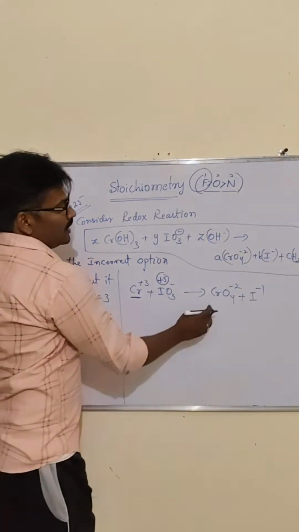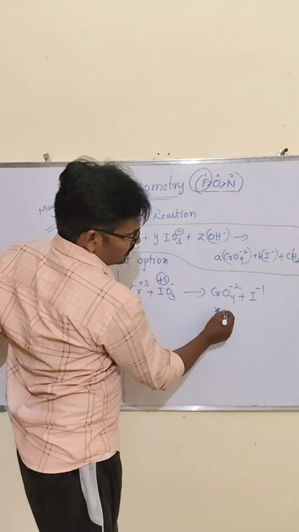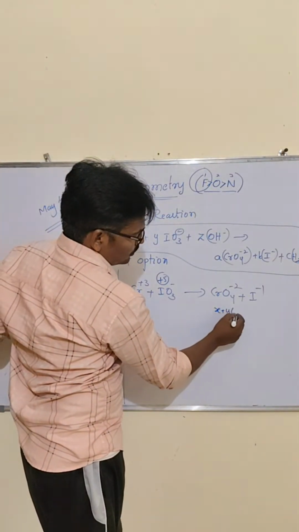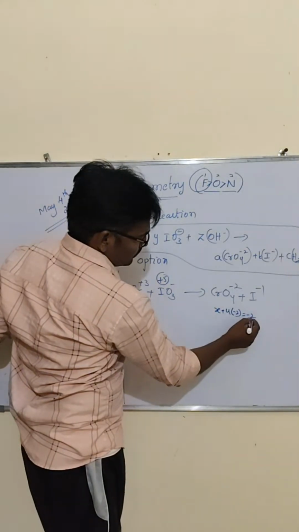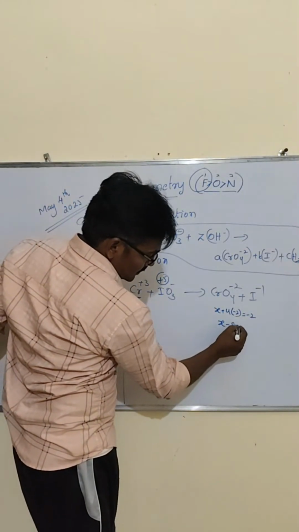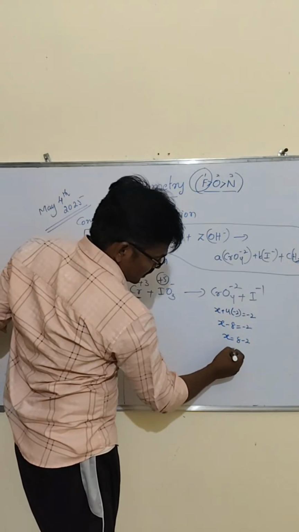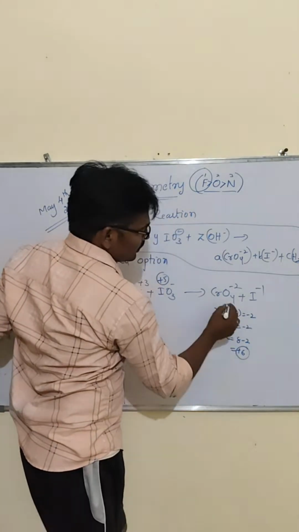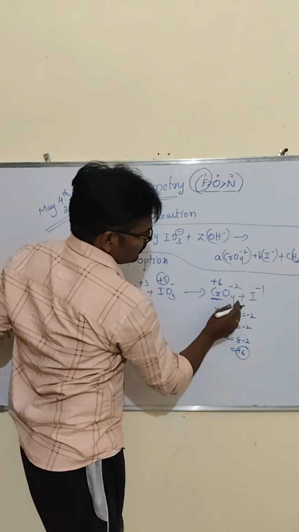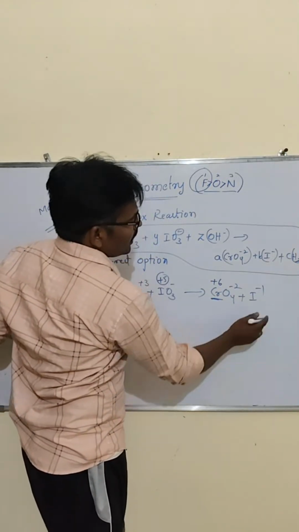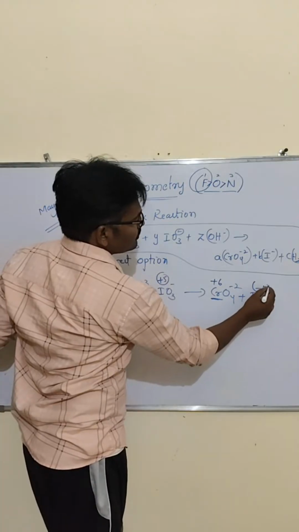Clear? Then here chromium: X minus 4, sorry, 4 into -2 equals -2. Then X minus 8 equals -2. Then X equals -2 plus 8, which is +6. So +6 oxidation state for the chromium. Then iodine is already -1, so -1.